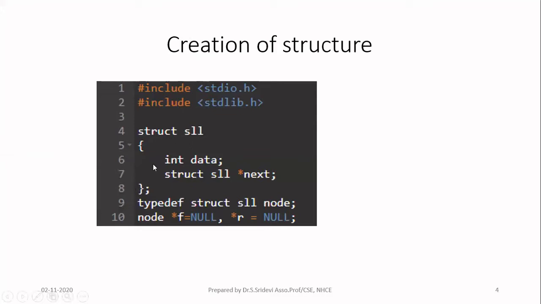So the structure is the same as the previous one. Every node will have two pieces of information now. One is the data field and the other is the next field. Next is a pointer, so declare it as in the previous case. And using typedef, I'm giving a new name called node to this particular structure.